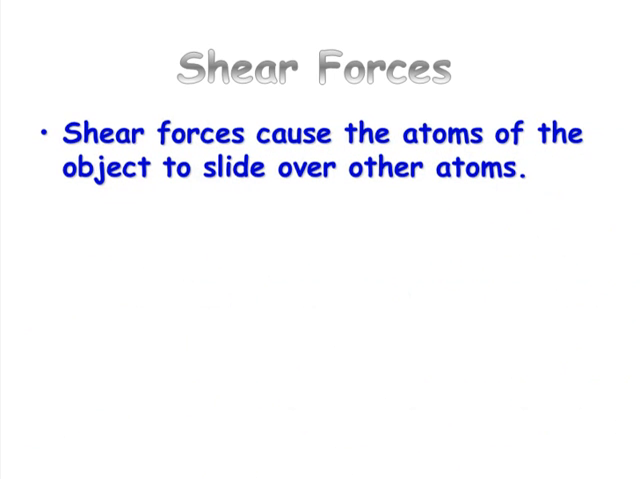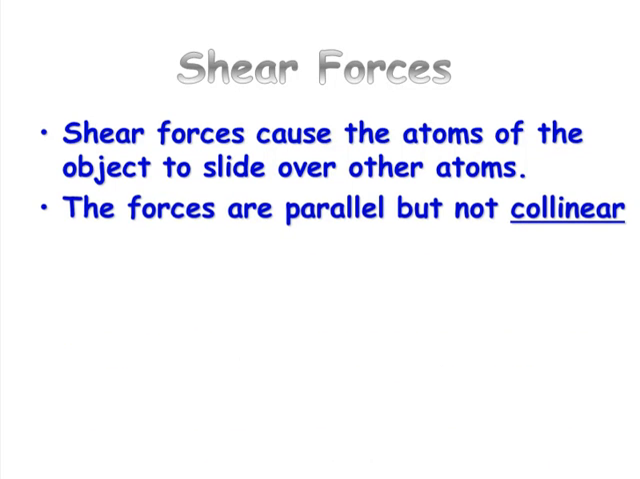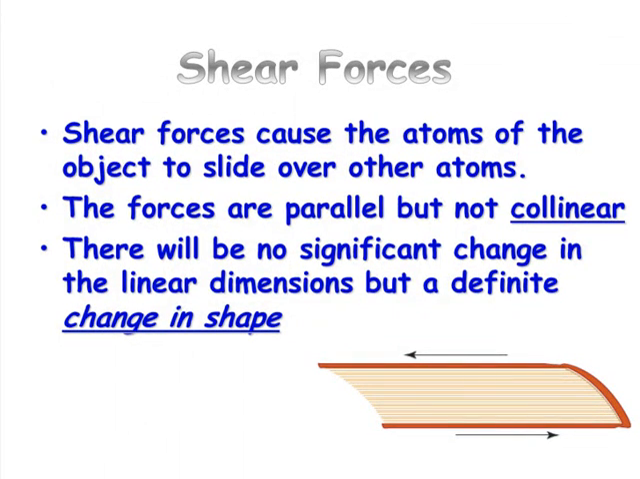The third type of force that we have is a shear force, and this is where the forces are acting kind of like compression. They're pushing, but they are not in line. Basically what it does is it causes the atoms to slide over top of one another. So our forces, if we want to use the correct terminology, are not collinear. Collinear means that they're all within a line. So the forces are parallel but not in line. So the result is no significant change in the dimensions, but there will be a change in shape. It's what we call deformation.